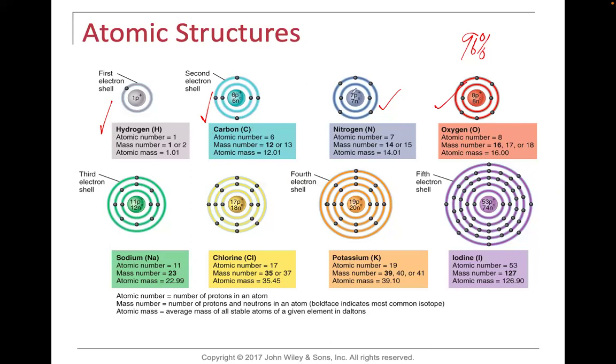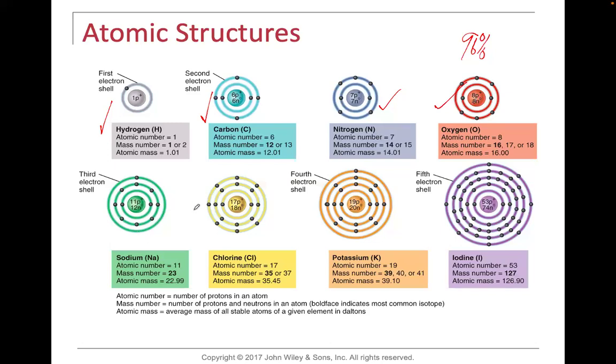Nitrogen has an atomic number of 7, 7 protons. How many electrons do we have? Should be 7. 1, 2, 3, 4, 5, 6, 7. Oxygen has 8. 1, 2, 3, 4, 5, 6, 7, 8. 8 electrons, 8 protons. That's how that works.